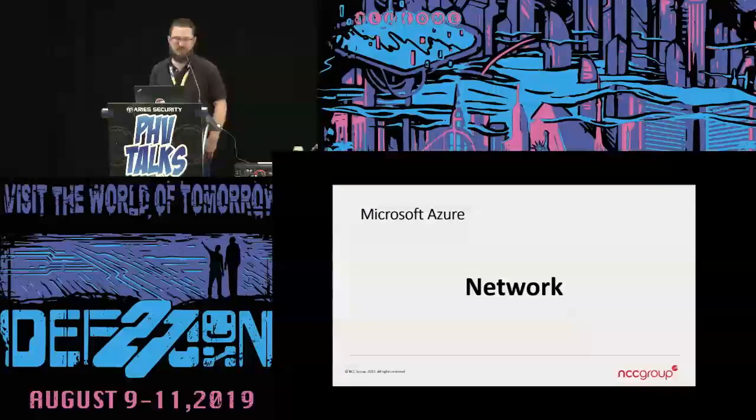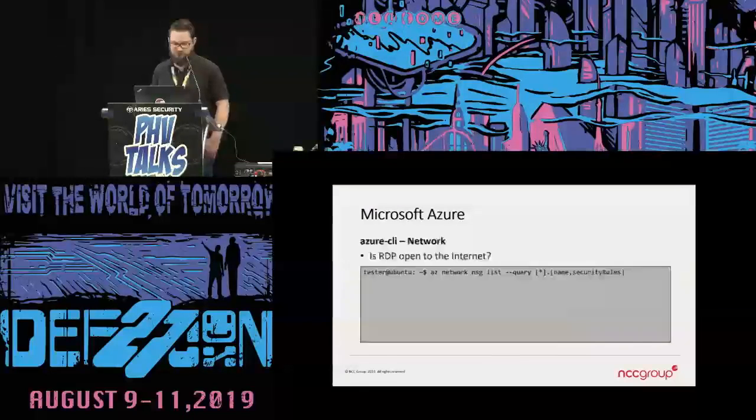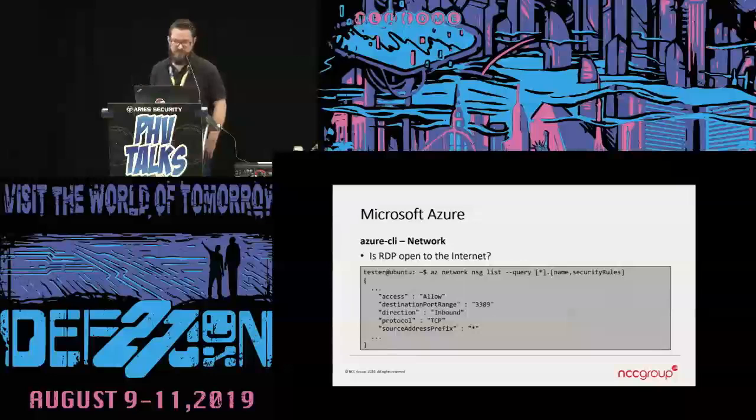Next service we want to look at is networking. First thing we want to look for is RDP. Is that exposed to the internet? So we'll run this command that will get a list of network security groups, and then it will print out the name as well as the rules associated. So we get a bunch of output here.